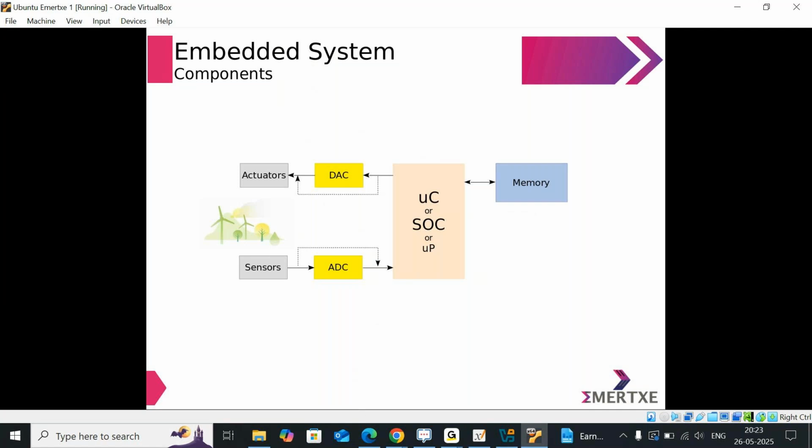So sensors are a component of an embedded system. Sensors are input to the microcontroller. The microcontroller processes the sensor input and gives output. Actuators are nothing but output devices, maybe a motor or a speaker. You can consider those as actuators. Actuators need a voltage level to operate.